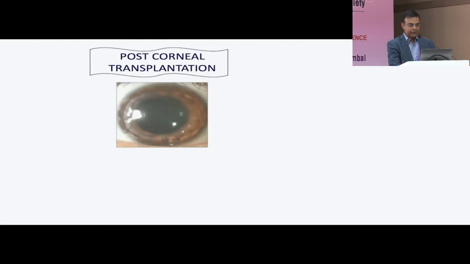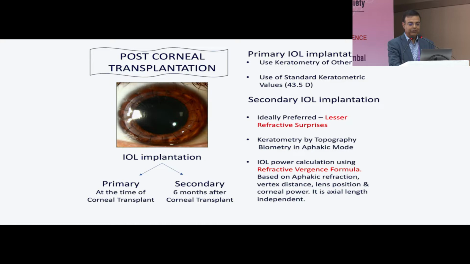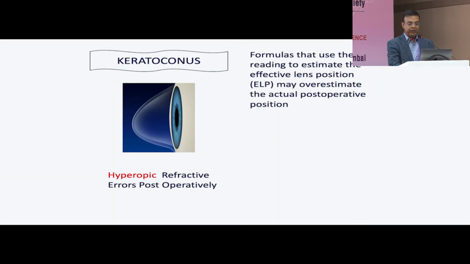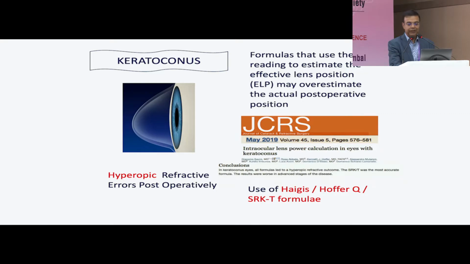And I'll just finish with the last 1 or 2 slides. So post-corneal transplantation is a full thing in itself. I would prefer to do a secondary implantation if you're looking to avoid surprises. And keratoconic eyes, you have to be very prepared for hyperopic surprises because it wrongly estimates the ELP. So the go-to formulas would be the SRKT, the Haigis, or the Hoffer Q.